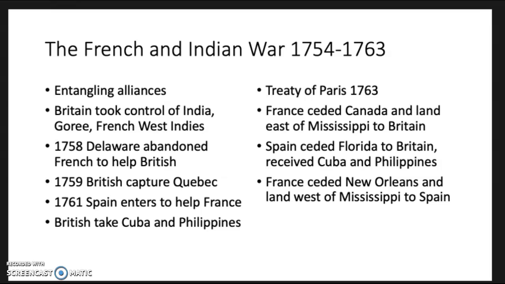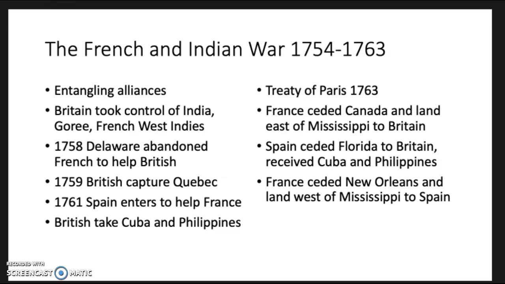Spain entered the war in 1761 to help France, but it was too late. In the early 1760s, France and England grew tired of fighting. They were tired of the expenses and higher taxes and agreed to make peace. The peace agreement was called the Treaty of Paris.